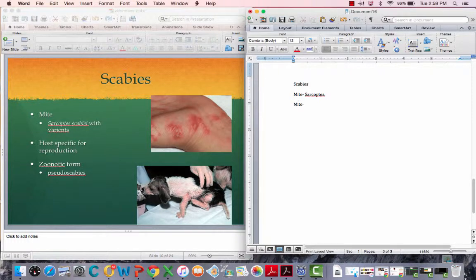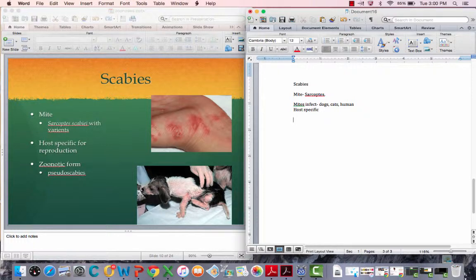So there are mites that infect our domestic animals, specifically dogs and cats. It's very common in those. And then there's mites that infect humans. And they are host specific, meaning that they can only reproduce on their host. So a dog mite can only reproduce on a dog, and a human mite can only reproduce on a human.